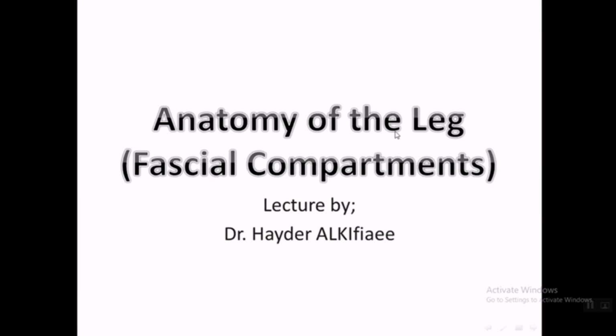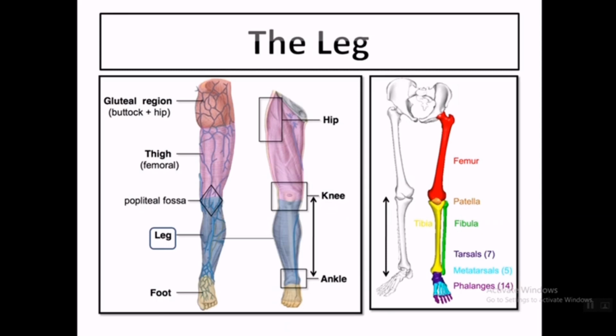اليوم محاضرتنا عن الاناتومي of the leg, that is the fascial compartments of the leg. At first, the leg is that segment of the lower limb that extends in between the knee joint and the ankle joint. Skeleton of the leg consists of the tibia bone medially and the fibula laterally.